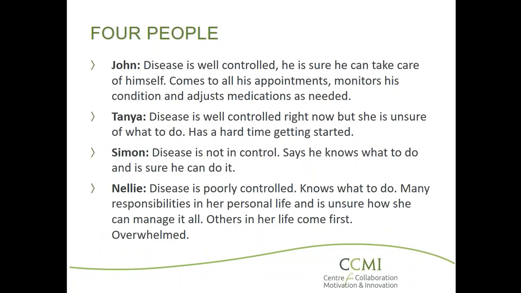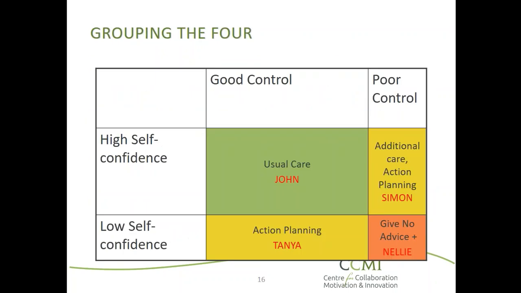And then finally, we have Nellie. Her disease is poorly controlled. She knows what to do, but there's many responsibilities in her personal life, and she's unsure she can manage it all. Others in her life come first, and she's overwhelmed. And there's lots of patients like this. And so again, based on the segmentation tool, she's going to fall into that category: poor control, low self-confidence. You saw from the example, she knows what to do, so she doesn't need a knowledge intervention.